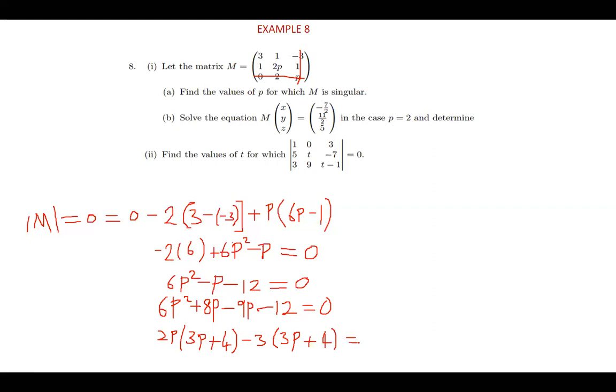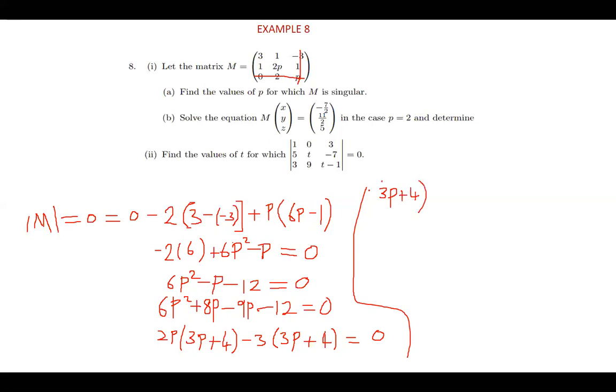Yeah, so this will be equated to 0. Then apart from this, from this now we do what? We now simplify, we now factorize the same expression there. So the common factor there is 3p plus 4.